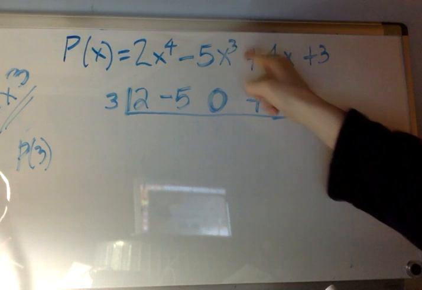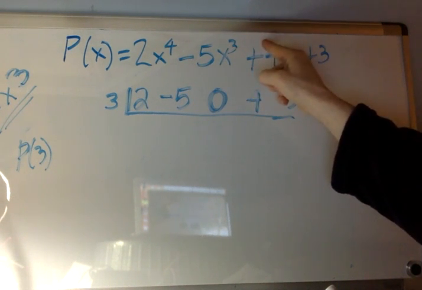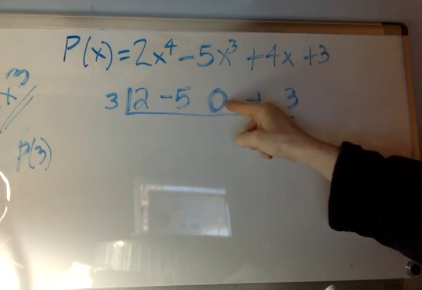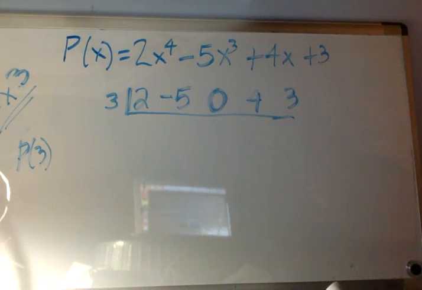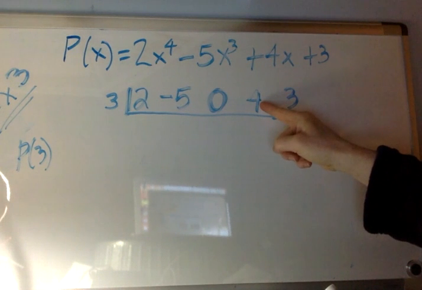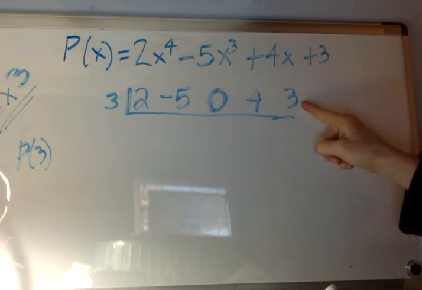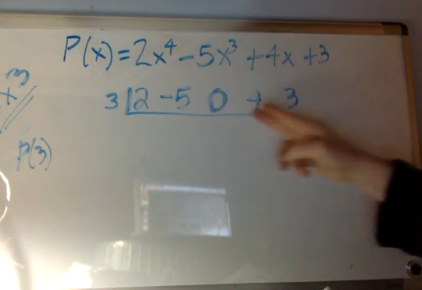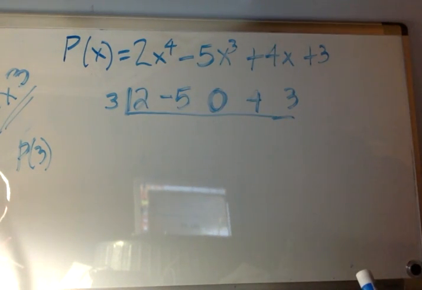The next exponent would be x squared, but I don't have any x squareds, so it's 0 x squareds. I need to put that placeholder in there. The next one is x to the 1, and the coefficient there is 4. And the constant term is 3. So what I do now is I put those into my synthetic substitution.